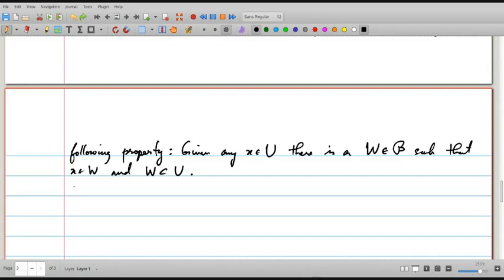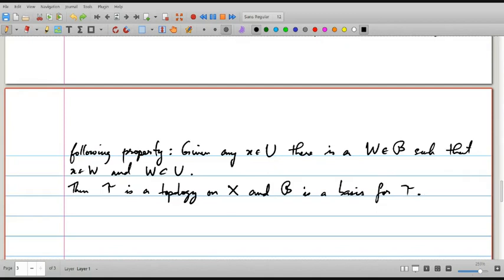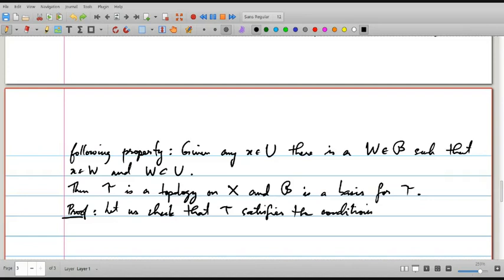So then we claim that tau is a topology on X, and B is a basis for tau. So let us prove this proposition. To do this, let us check that tau satisfies the conditions for being a topology.